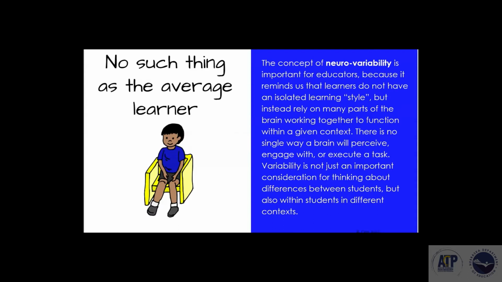The concept of neurovariability is important for educators because it reminds us that learners do not have an isolated learning style, but instead rely on many parts of the brain working together to function within a given context. There is no single way a brain will perceive, engage with, or execute a task. Variability is not just an important consideration for thinking about differences between students, but also within students in different contexts.